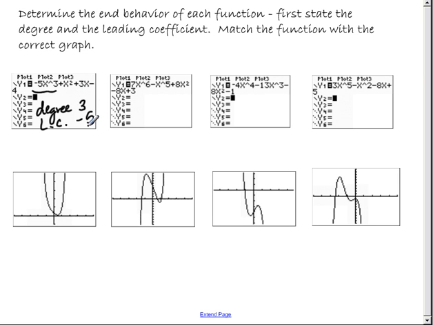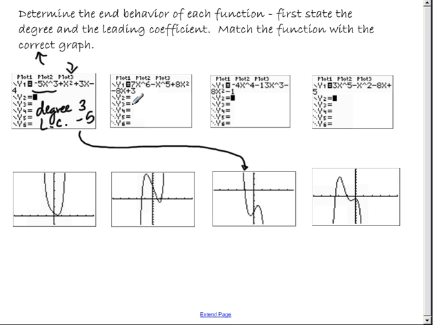So based on what we just talked about, odd degree with a negative leading coefficient, it should look like that reflection of x cubed, right? So it should have an end behavior where it's up and then down. Well, which of those graphs begins up, or if you think about in the second quadrant, and ends in the fourth quadrant? Yeah, and that would be this graph right here. So we have one match right here.